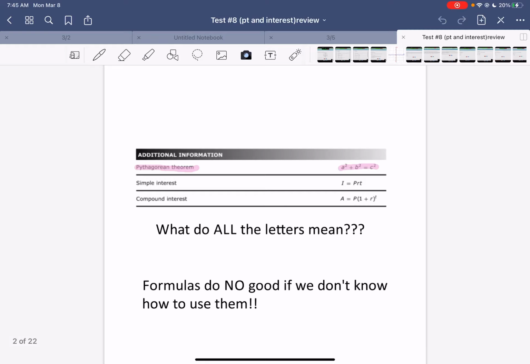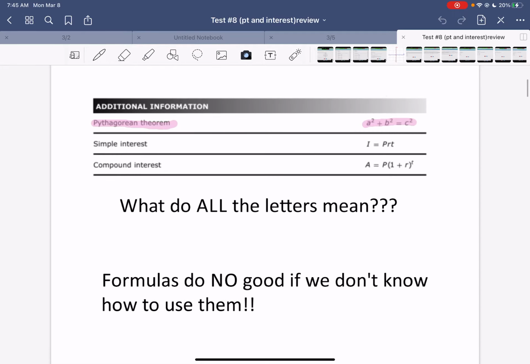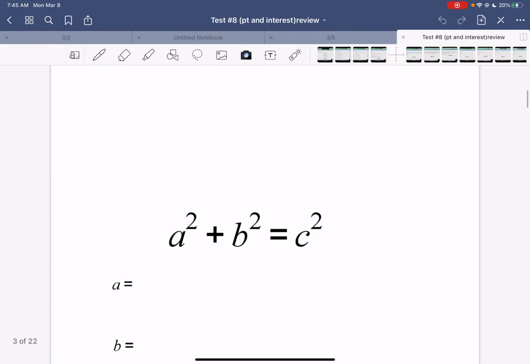We have a test this week, and so there are a few things that we haven't covered in a while, so that's what we're going to be looking at today. As you see on the screen, the first thing that is highlighted is the Pythagorean theorem, a squared plus b squared equals c squared. And my question is, what do all the letters mean? Formulas do no good if we do not know how to use them. So we're going to talk about that.